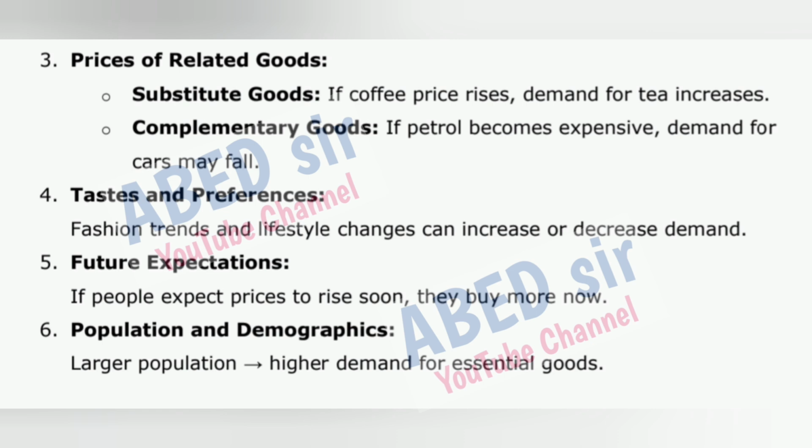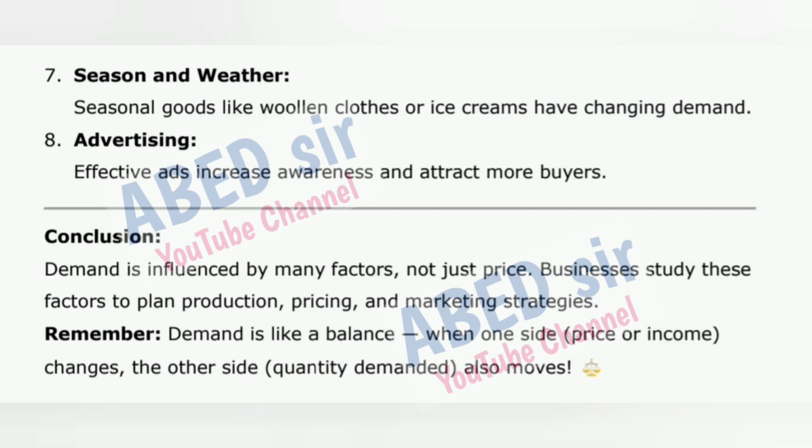4. Tastes and preferences. Fashion trends and lifestyle changes can increase or decrease demand. 5. Future expectations. If people expect prices to rise soon, they buy more now. 6. Population and demographics. Larger population, higher demand for essential goods. 7. Season and weather. Seasonal goods like woolen clothes or ice creams have changing demand. 8. Advertising. Effective ads increase awareness and attract more buyers.